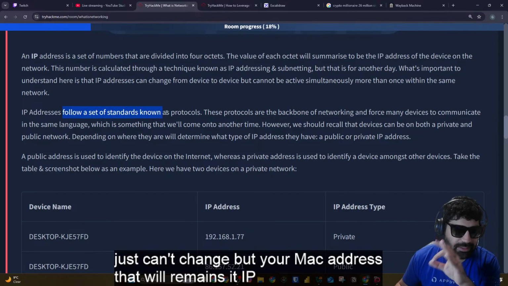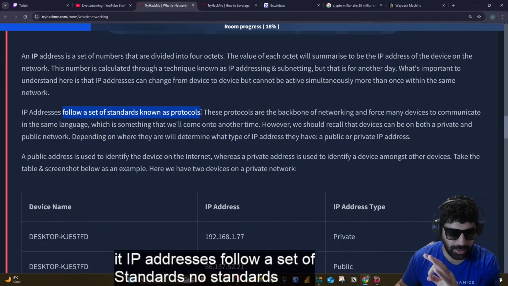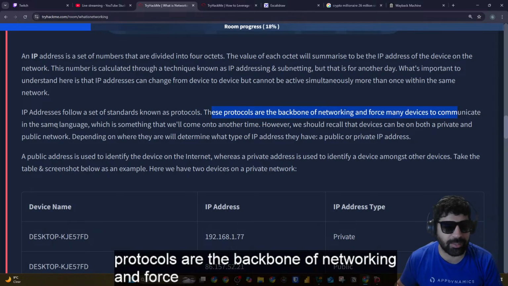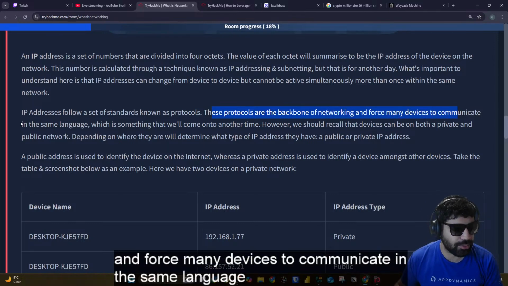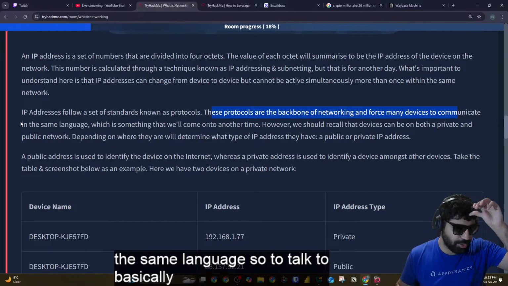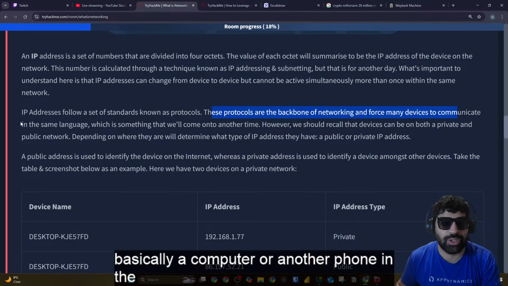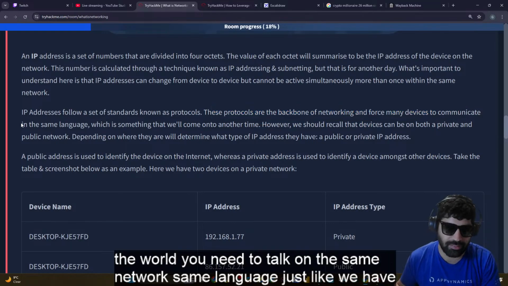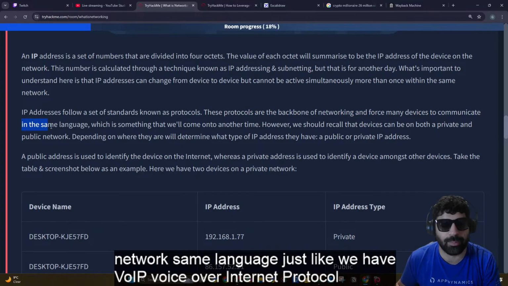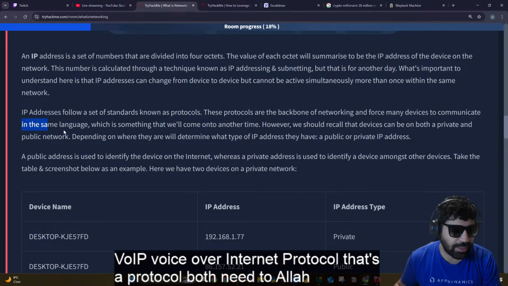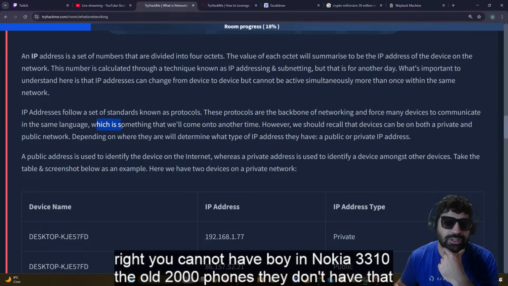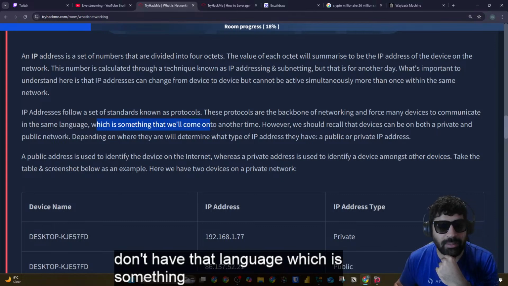IP addresses follow a set of standards known as protocols. The protocols are the backbone of networking and force many devices to communicate in the same language. So, to talk to a computer or another phone in the world, you need to speak the same language, just like we have VoIP, Voice over Internet Protocol. That's a protocol both need to allow. You cannot have VoIP in a Nokia 3310, the old 2000s phones. They don't have that language, which is something we will come to another time.